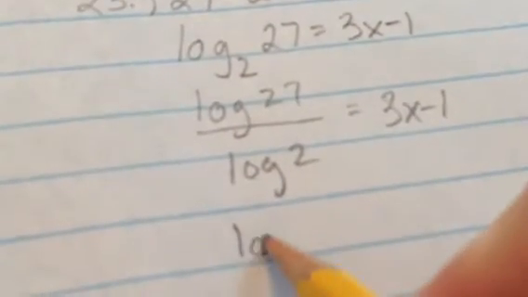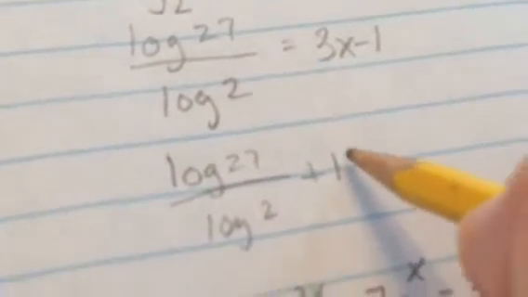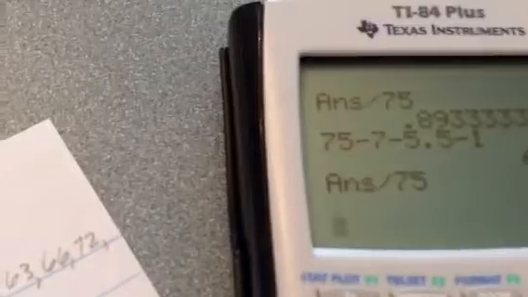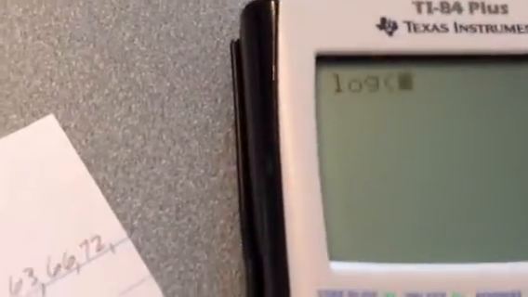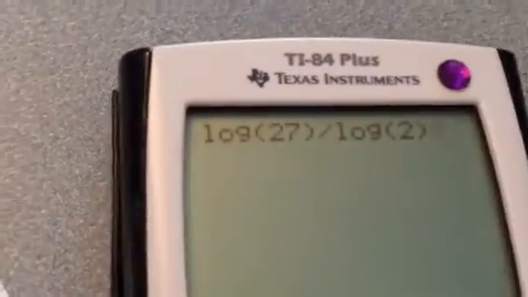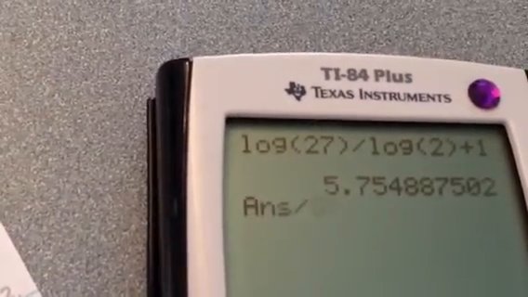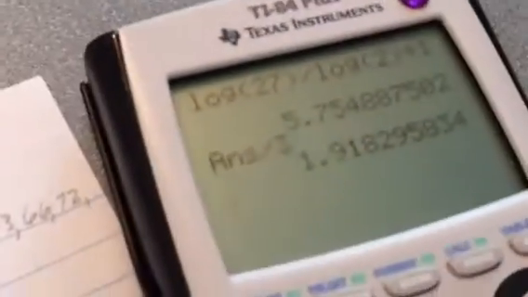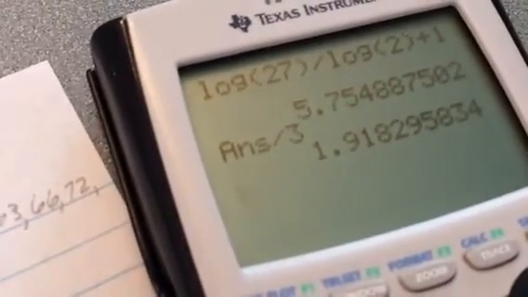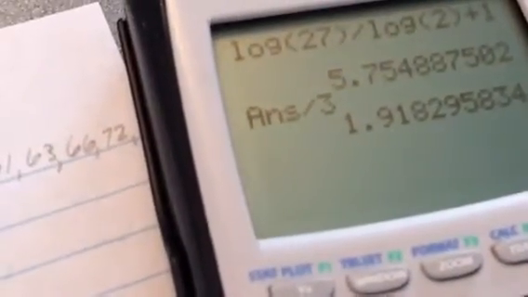And then I'm just going to put that in my calculator. Log 27 over log 2. Add 1 to it. And then divide that whole entire thing by 3. So, here we go. Log 27 divided by log 2. Parentheses are really important on that. That answer plus 1. And then divide that whole thing by 3. And there we go. There's your answer, 1.918. And I don't know, 4 decimals, 1.9183.